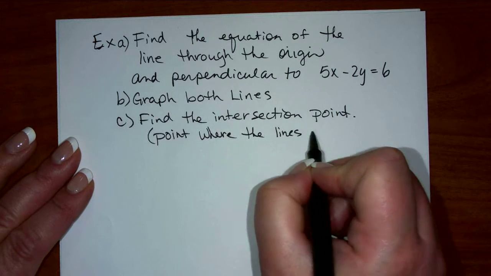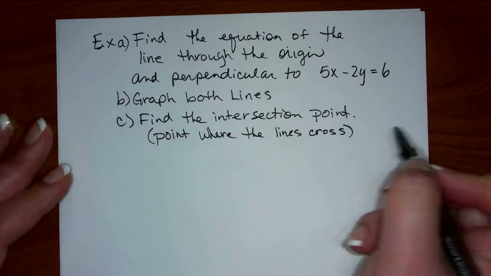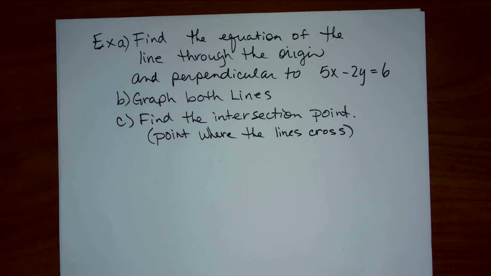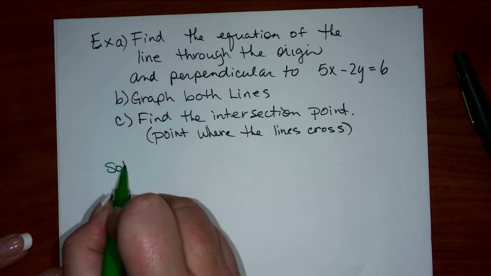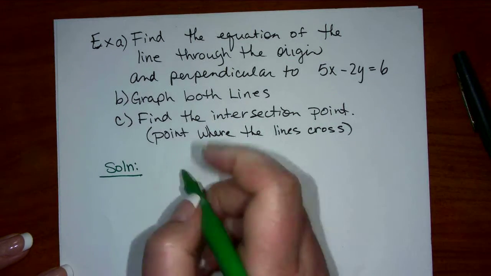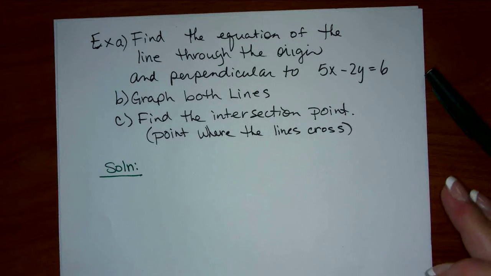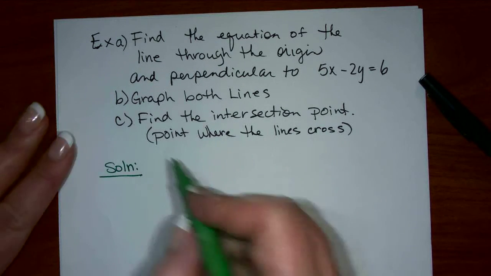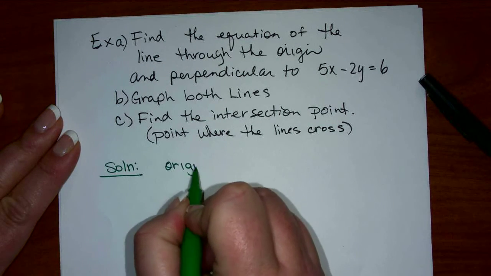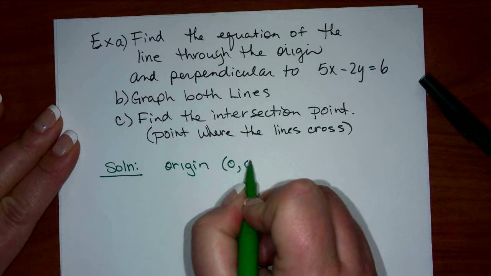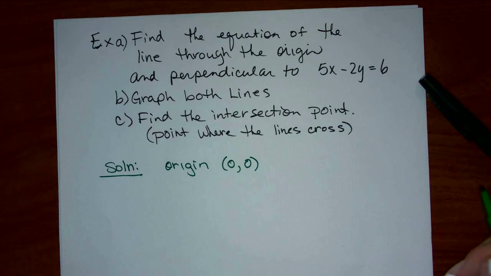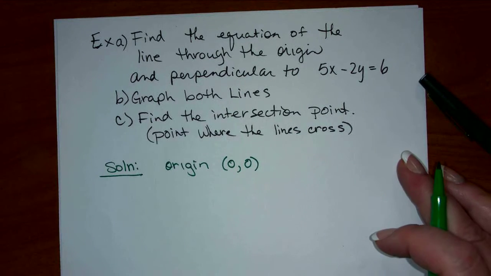I can't ask that with parallel lines because there is no point where they cross, right? Okay. So, solution. What's the origin? 0, 0. So the point they're giving us to go through is 0, 0. And we want to be perpendicular to that line, so we need to find the slope of that line.